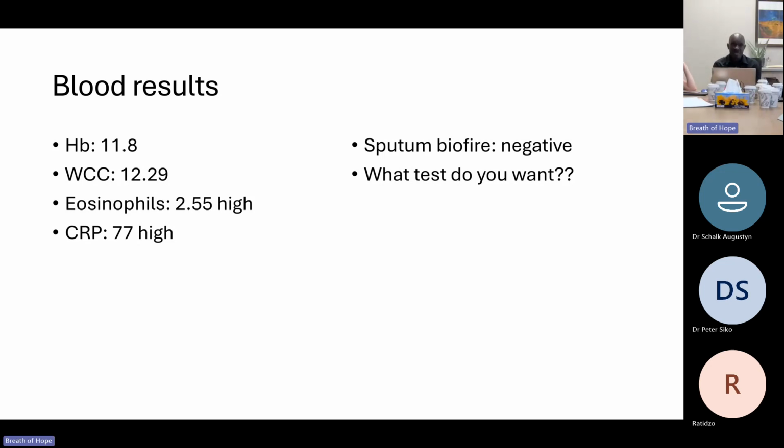The blood results done on the patient: Hb was about 11.8, white cells were slightly elevated. However, the eosinophils were extremely high, at about 2.55. CRP was also elevated. Sputum for AFB was negative. And the question is, what test do you want?